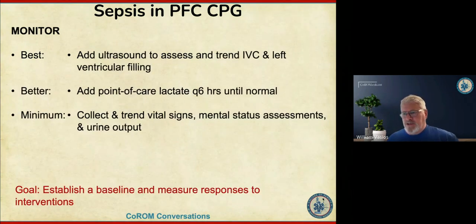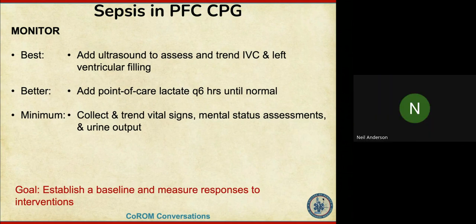So monitoring your patient. Go ahead, Neil. Can you hear me? Yep. So it was going back to the burns CPG. There was the discussion between 0.3 to 0.5 or 1 milliliter per kilogram per hour. Where should I be starting? I guess just starting at the lower end and then trending my vitals.